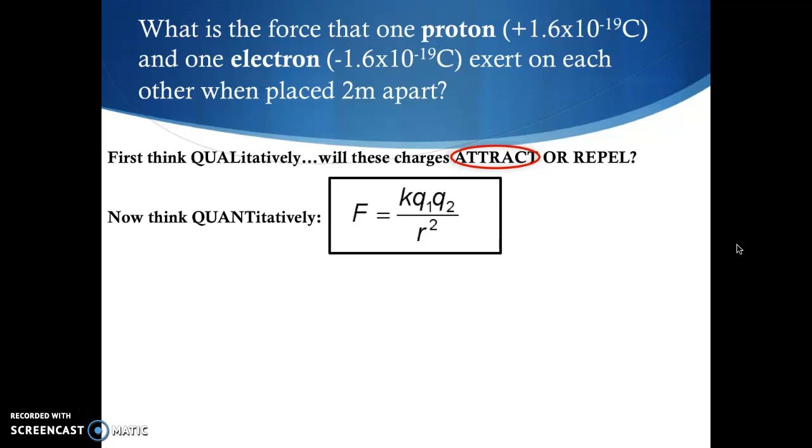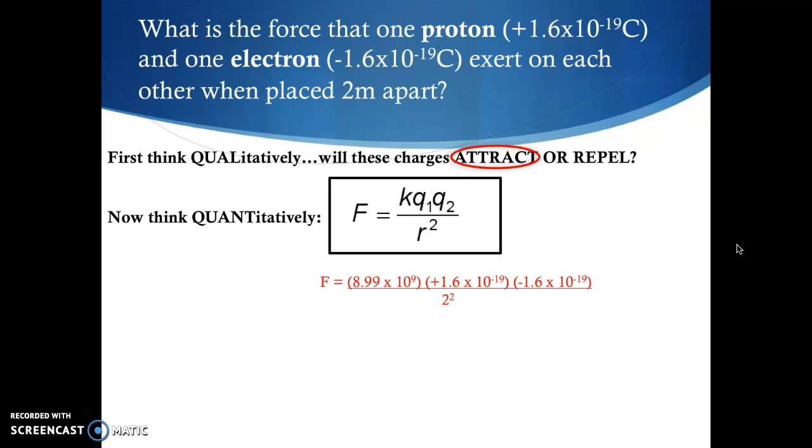in your data booklet. So now thinking of this problem quantitatively and using Coulomb's law, F equals KQQ over R squared, we start to plug in. We have F equals K. K is, of course, 8.99 times 10 to the 9th, as listed in your data booklet. Q1 and Q2, it does not matter which one you list, first or second. So positive 1.6 times 10 to the negative 19th, negative 1.6 times 10 to the negative 19th, divided by the distance between them, or 2 meters squared.